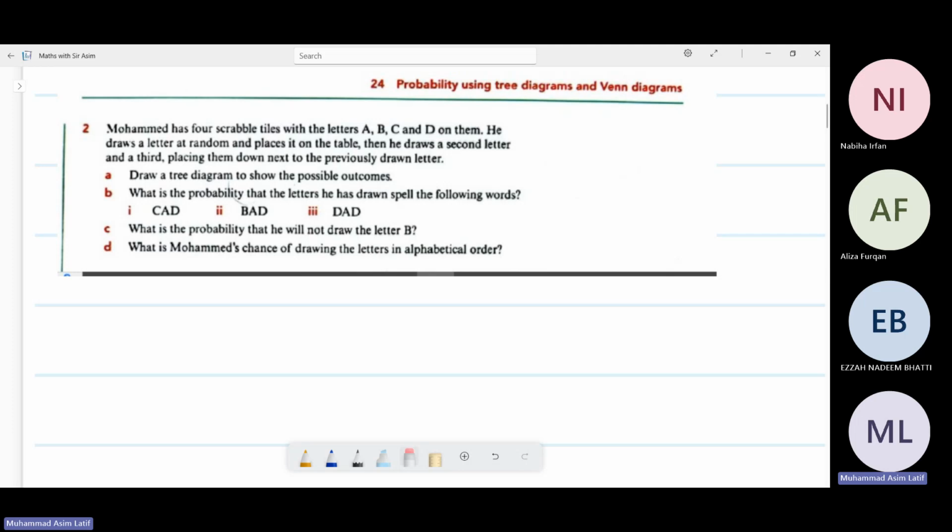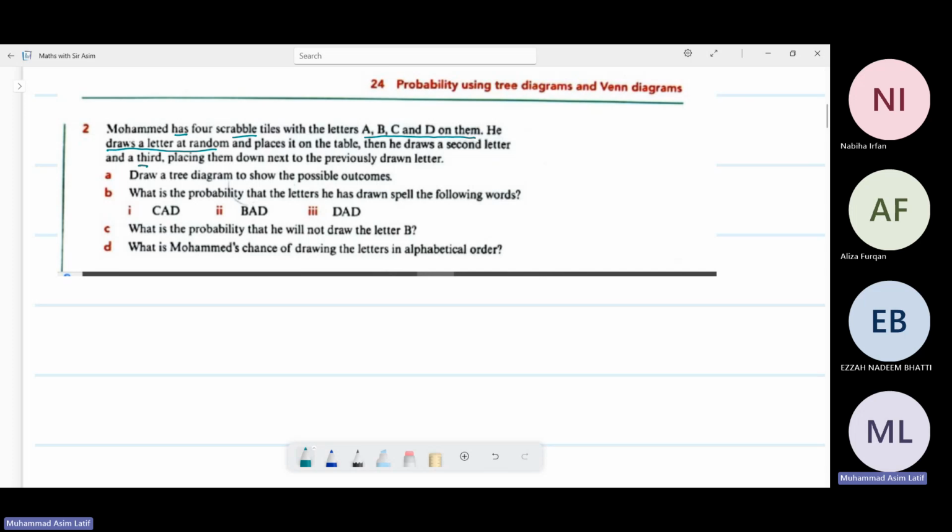Okay, this is question number 2 now, which states that Muhammad has 4 Scrabble tiles with the letters A, B, C, and D on them. He draws a letter at random and places it on the table. Then he draws a second letter and a third, placing them down next to the previously drawn letter.